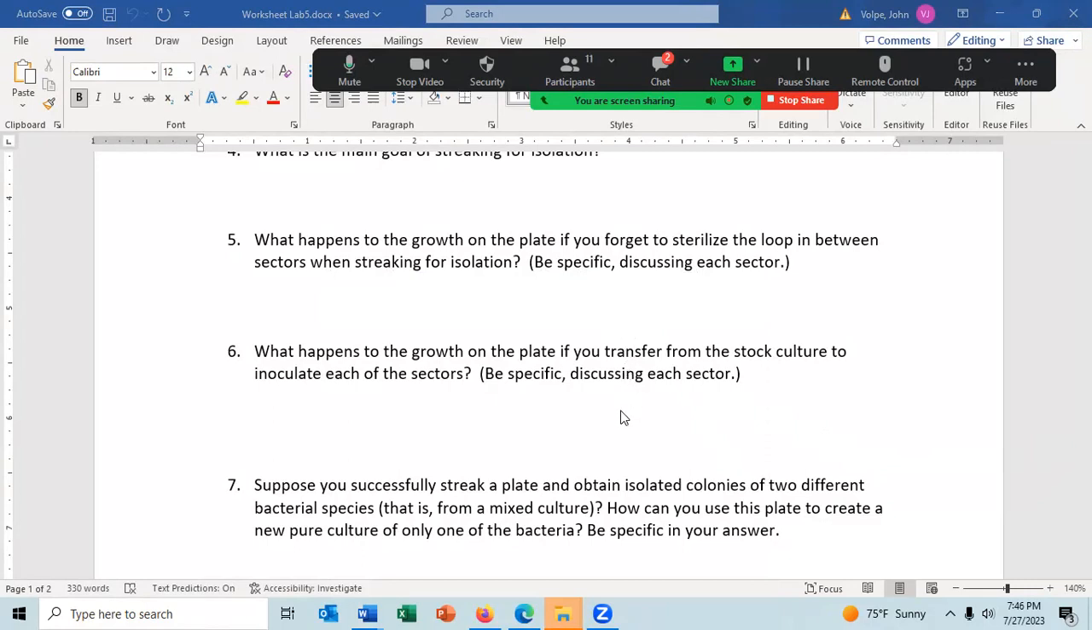7, suppose you successfully streak a plate and obtain isolated colonies of 2 different bacterial species. That is, from a mixed culture. How can you use this plate to create a new pure culture of only one of the bacteria? Be specific in your answer.